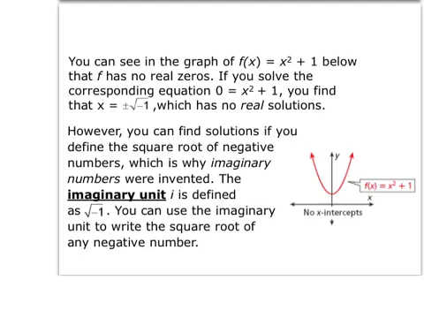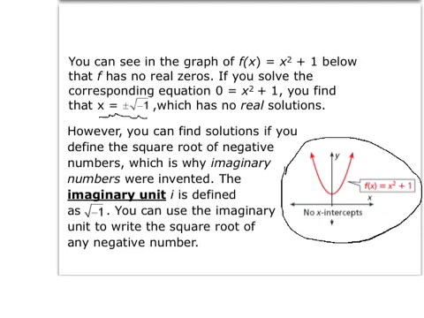You can see in the graph of f of x equals x squared plus 1 right here that f has no real zeros. You remember the zeros are where the parabola crosses the x-axis. And if the parabola doesn't cross the x-axis, there are no real zeros. If you solve this equation, if you set x squared plus 1 equal to 0, subtract 1 from both sides, take the square root, you'll see that x equals plus or minus the square root of negative 1, which isn't a real number. However, you can find the solutions if you define the square root of negative numbers.